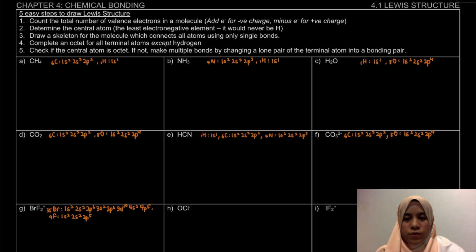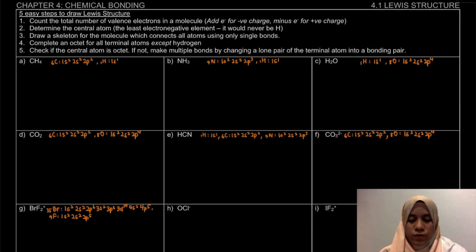Okay, so here is how to draw the Lewis structure. Here are the 5 easy steps. It seems like a lot, but drawing the Lewis structure is very important. You're going to learn it in 4.1, 4.2, 4.3. The longer you do it, I think it will be very easy for you. It just needs a lot of exercises. Okay, so let's look here.